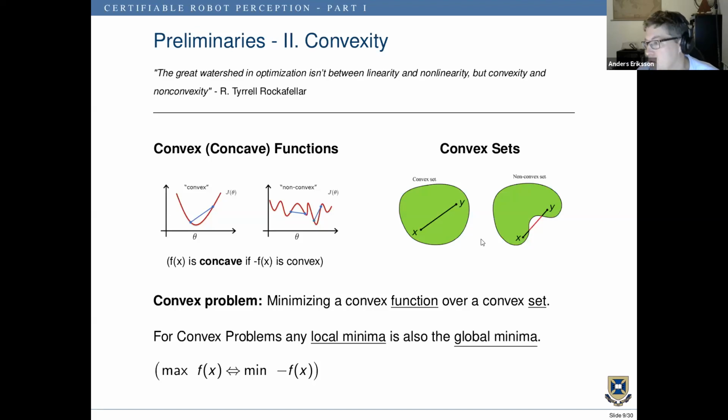In fact, it turns out that if you solve a convex problem and you find a local minimum, it's also always the global minimum. And again, maximizing a concave function and minimizing a convex function are sometimes used interchangeably.